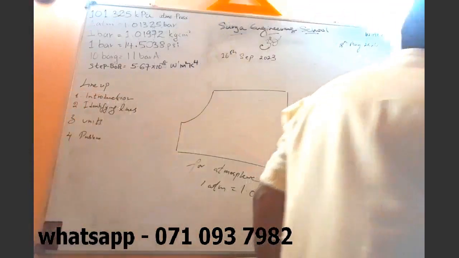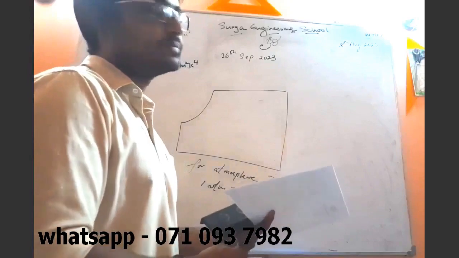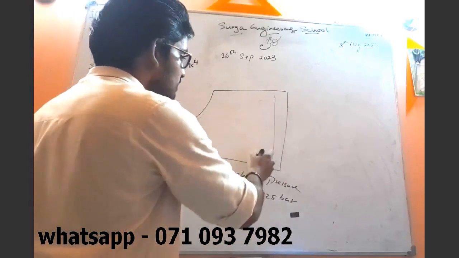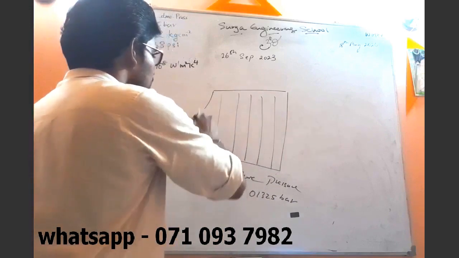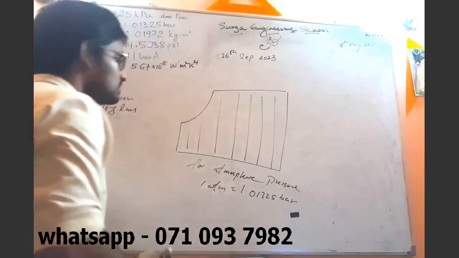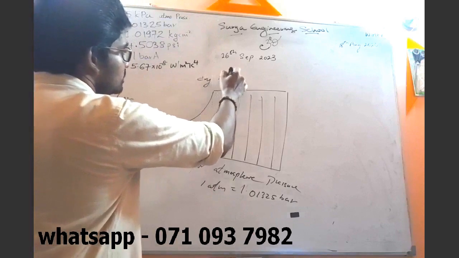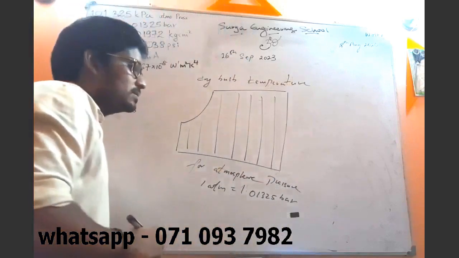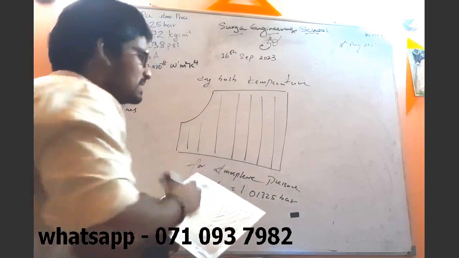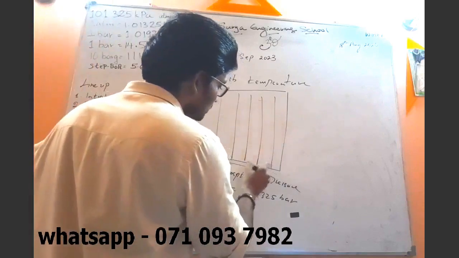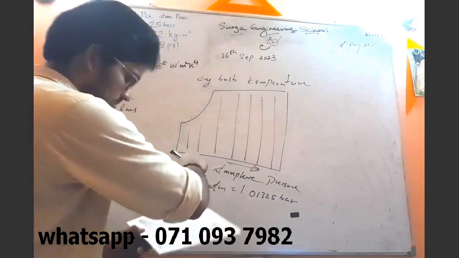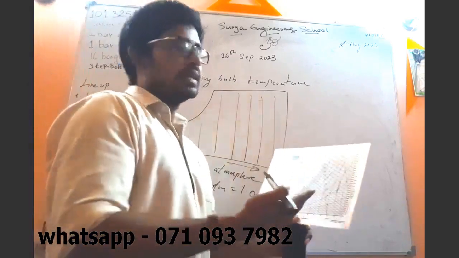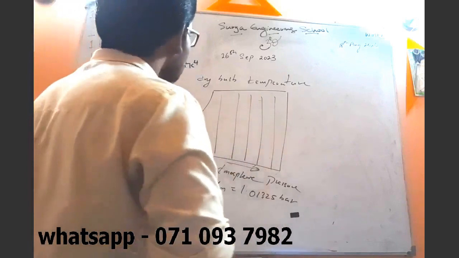Now we'll see how to read a psychrometric chart. In the psychrometric chart, you can see vertical lines. These vertical lines denote dry bulb temperature. I will write it here, dry bulb temperature. The dry bulb temperature increases towards the right side, starting from -5 degrees, 0, 5, 10, 15, 20, like that.